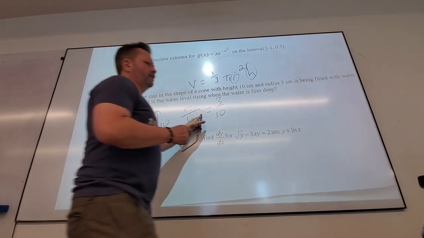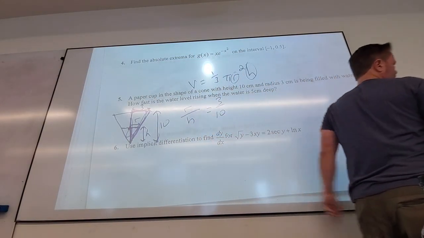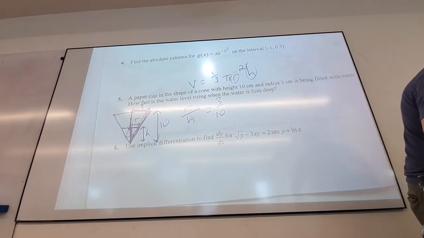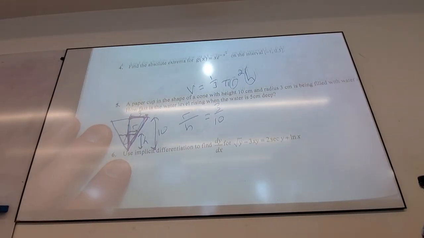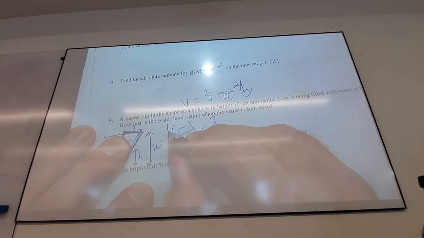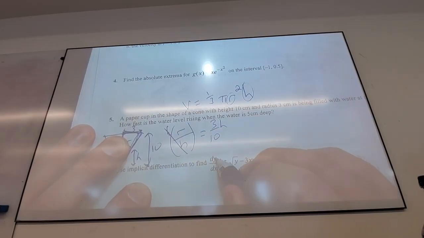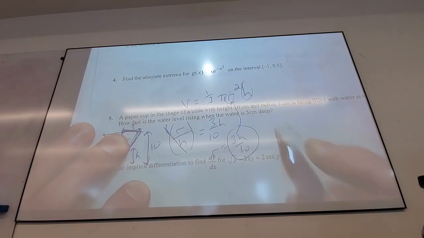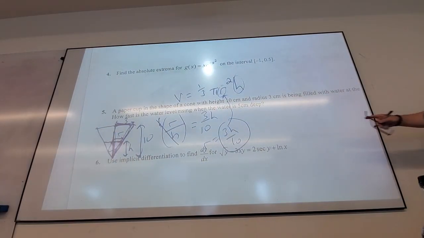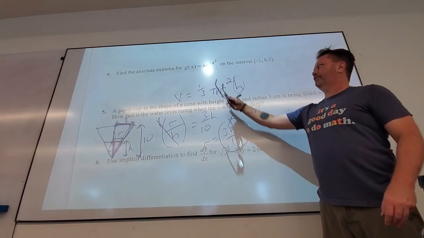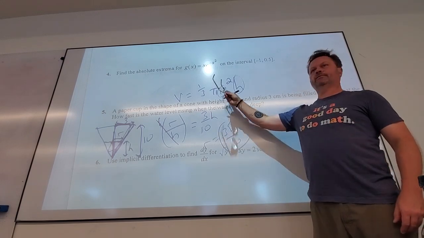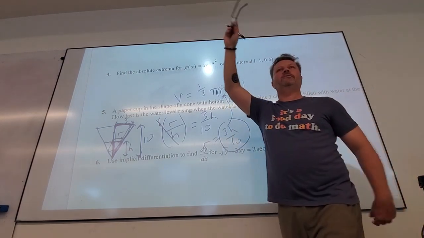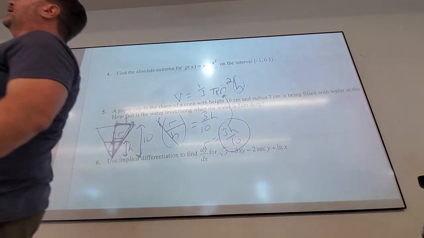So you guys see, how do I solve this for R? Multiply by H. Then I take this. I just told myself that R is this, so wherever I see an R in the problem, I can replace it with this. Now I've got a volume that only is dependent on the variable I care about.